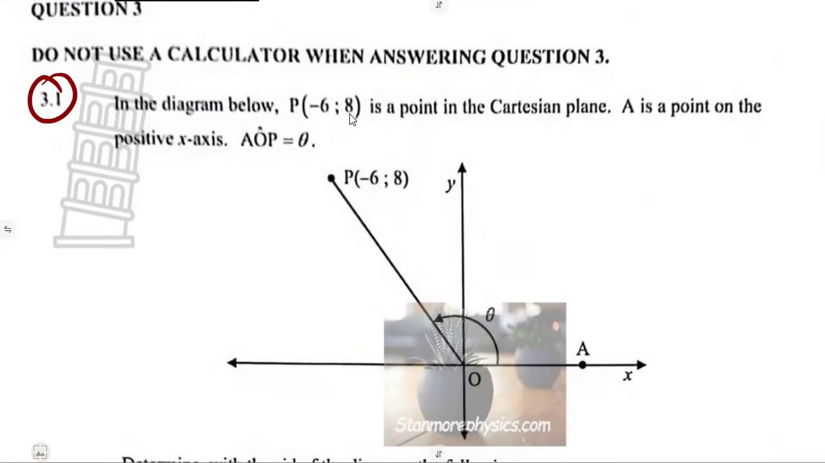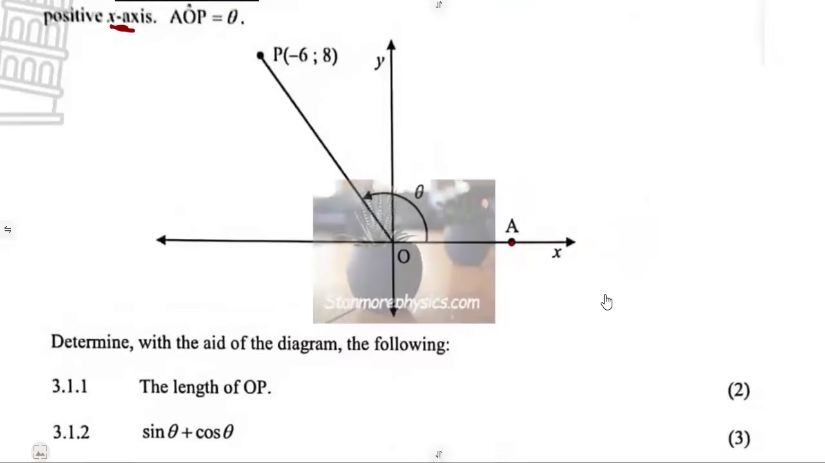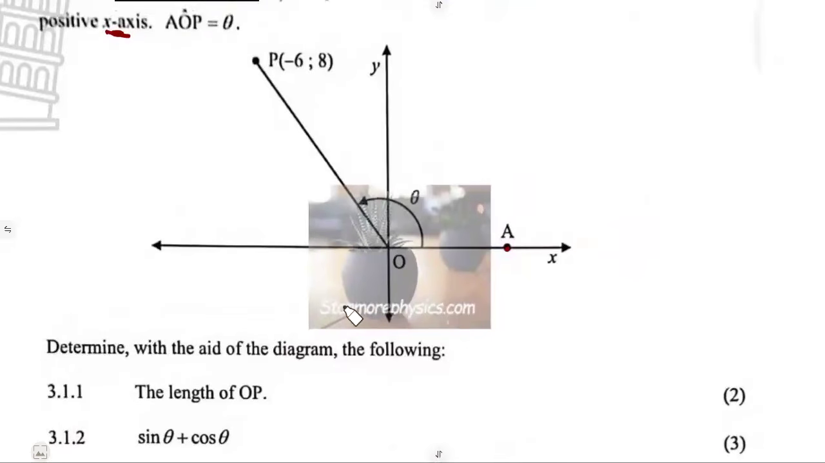In the diagram below, we are given that P(-6, 8) is a point on the Cartesian plane, and A is a point on the positive x-axis, so that angle AOP is called theta. With this whole information that we are given, you're now asked to calculate the length of OP.